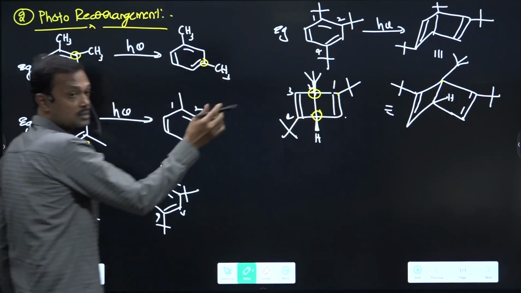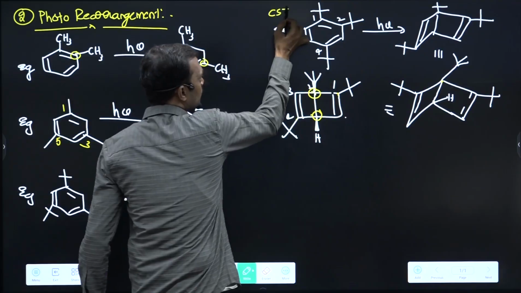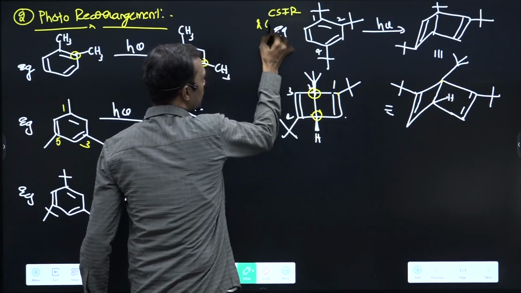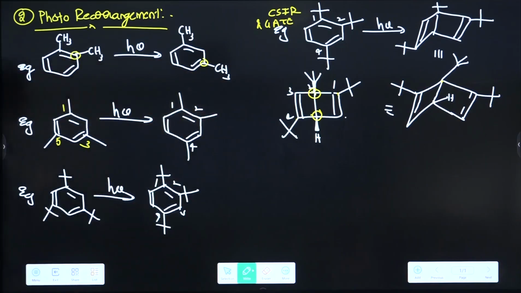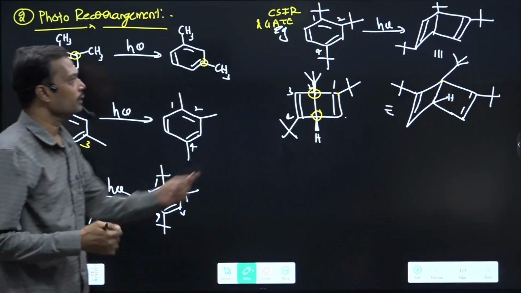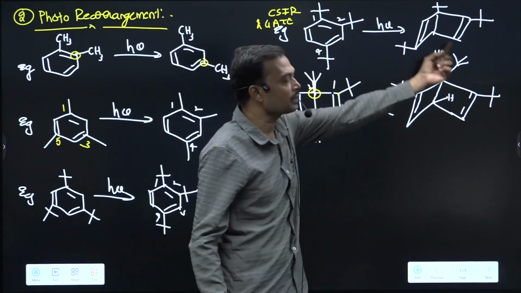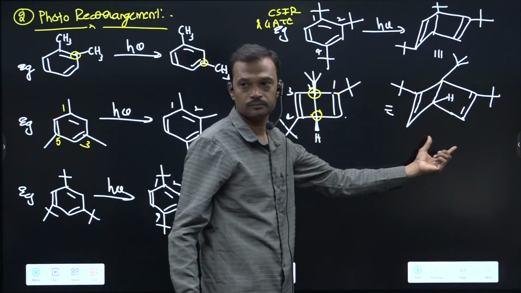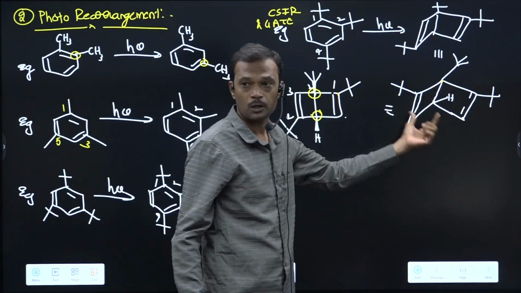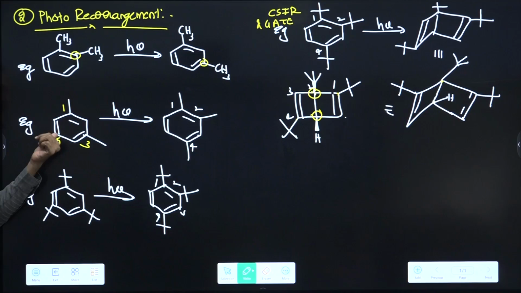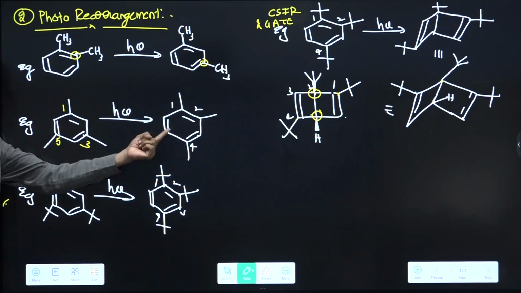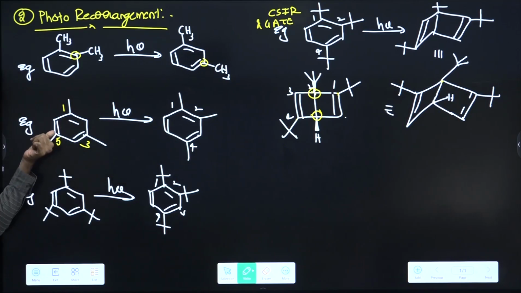This question is repeated in exams, CSIR examinations. Two times it is repeated, especially in CSIR and GATE. Mostly a direct question is asked in the CSIR exam. When 1,2,4 is given, remember photochemical irradiation is responsible to give Dewar benzene. Due to bulkiness, it is not possible to rearrange to give 1,3,5. This is 1,3,5. Suppose if this is given photochemically, you can prepare this.